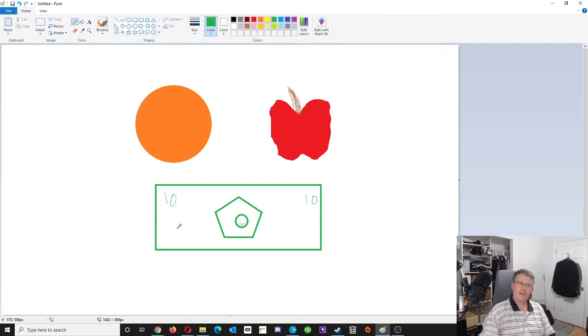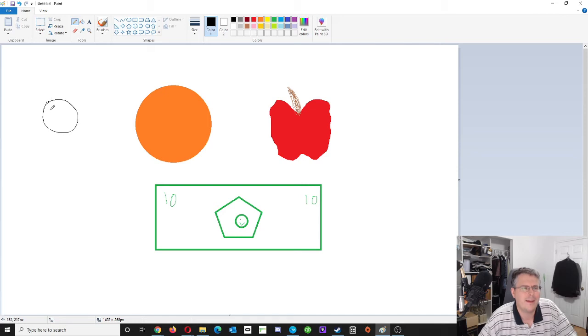Its value is not in, let's say this is made out of paper, the value is not in its paper. It is dependent on the apples and the oranges. So let's bring in another factor here.